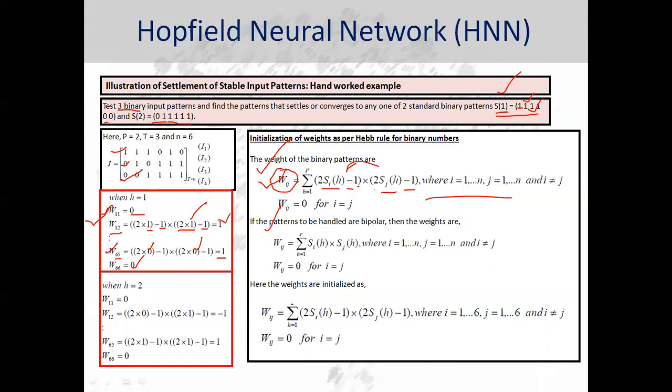Now come to pattern number 2, this one. Again apply the same equation. W11 will become 0. W12: it means i is equal to 1, j is equal to 2. So the first feature is 0, that's why 0 is here. The second feature is 1, that's why 1 is here. Solve this and it will result in -1. In the same way, calculate all the 36 weights, meaning a 6 by 6 matrix.